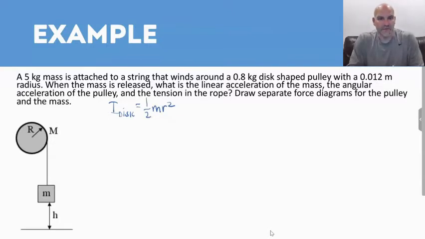It has a radius of 0.012. When the mass is released, what is the linear acceleration of the mass, the angular acceleration of the pulley, and the tension in the rope? Here it says draw separate force diagrams for the pulley and the mass.